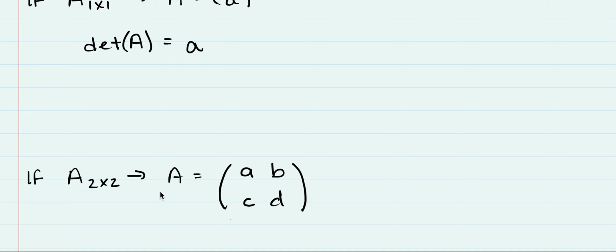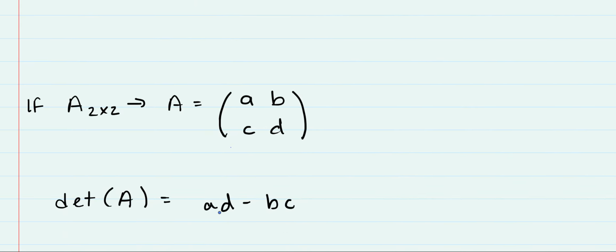If A is a 2 by 2 matrix, such as this one, where a, b, c, d represent real numbers, then the determinant is a times d minus b times c. So think of making an X here. a times d minus b times c.